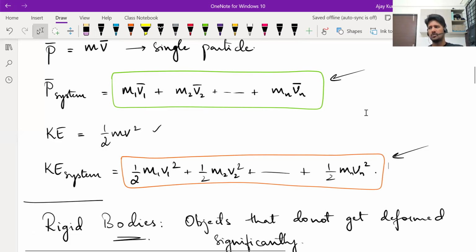So next class we'll talk about center of mass, how to identify it, and what are the different kinds of motion that a rigid body can undergo. Those things also we'll discuss.